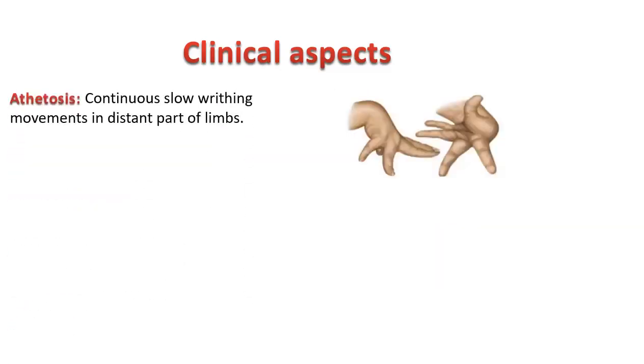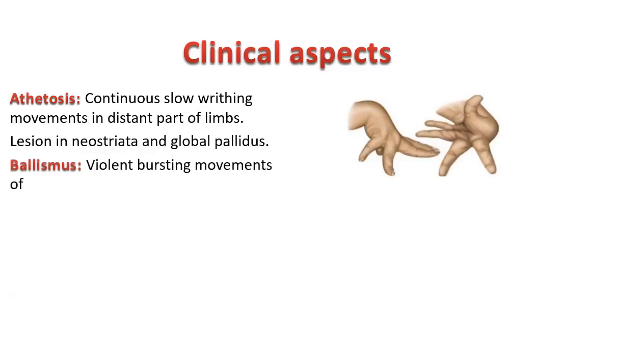Next, coming to athetosis, slow writhing movements. You are able to see mainly hyperextension of the fingers, then flexion of the wrist, and pronation of the forearm. Then followed by supination of the forearm, extension of the wrist, and flexion of the digits. Athetosis. Here also there is a lesion in the neostriatum, corpus striatum, caudate nucleus, putamen and globus pallidus.